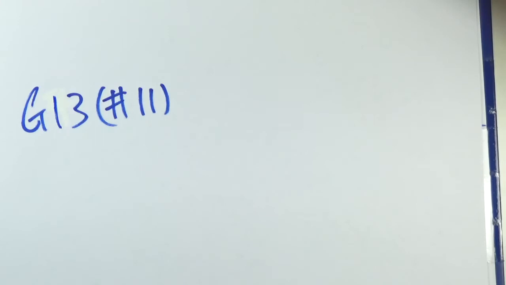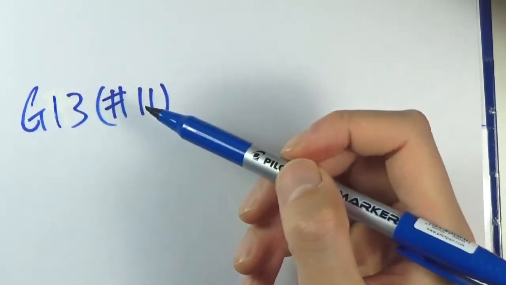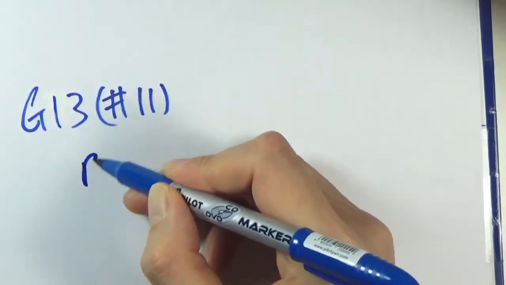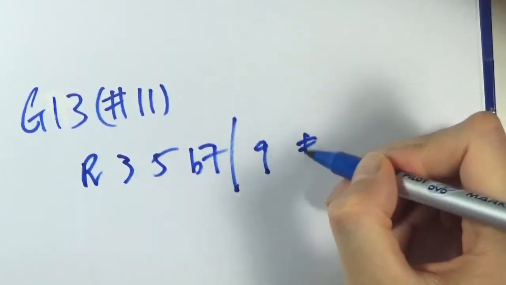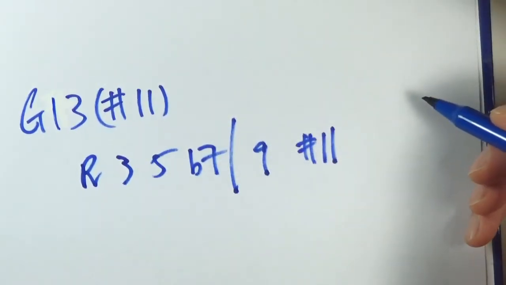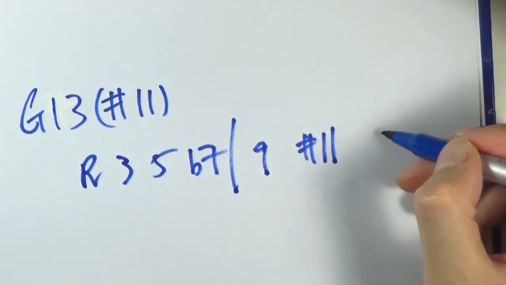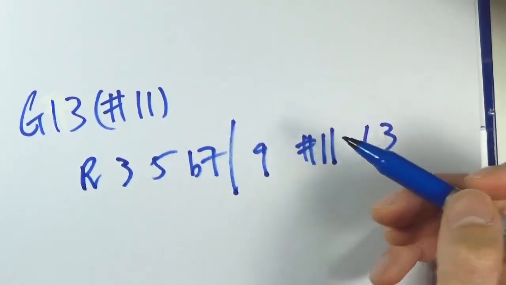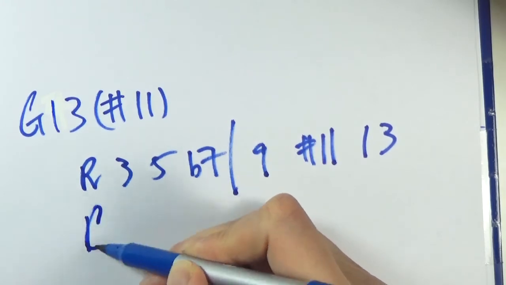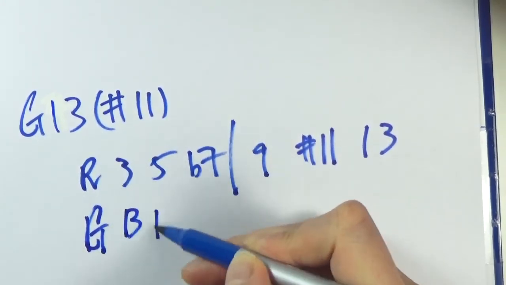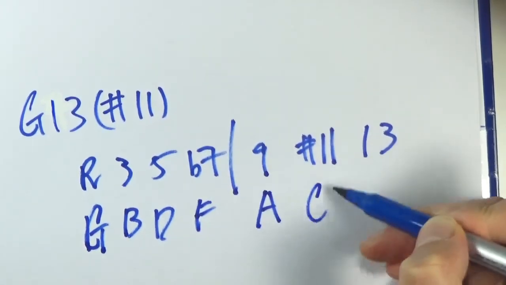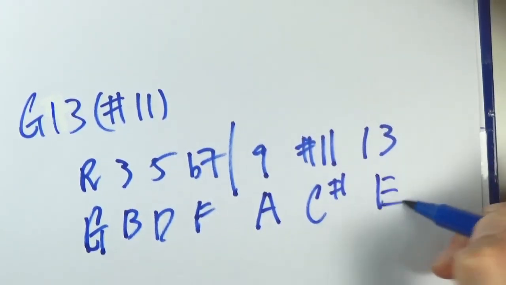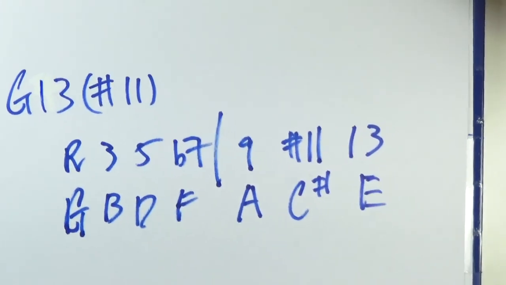Finally, let's do G dominant 13. So without writing anything, it means dominant, okay? And we'll include a sharp 11. So root, major 3rd, 5th, flat 7, and then a 9th, sharp 11th, and then a 13. So in G, that's going to be G, B, D, F, and then a 9th, that's A. Sharp 11, that's C sharp. 13, that's E. All right, that's the review.